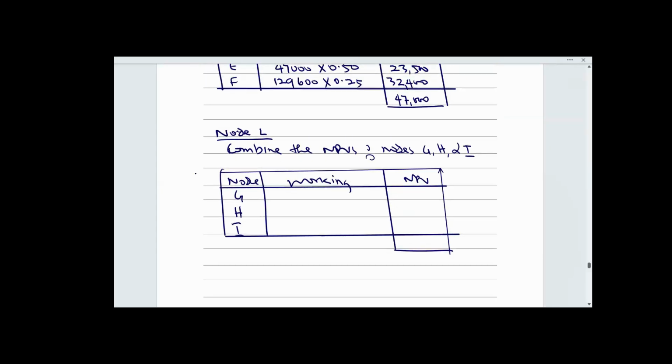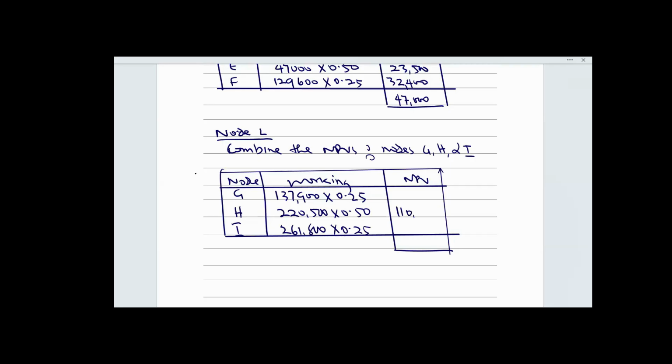So for node G, what's our NPV? 137,900 multiplied by 0.25. Next one: 220,500 multiplied by 0.5. Then 261,800 multiplied by 0.25.